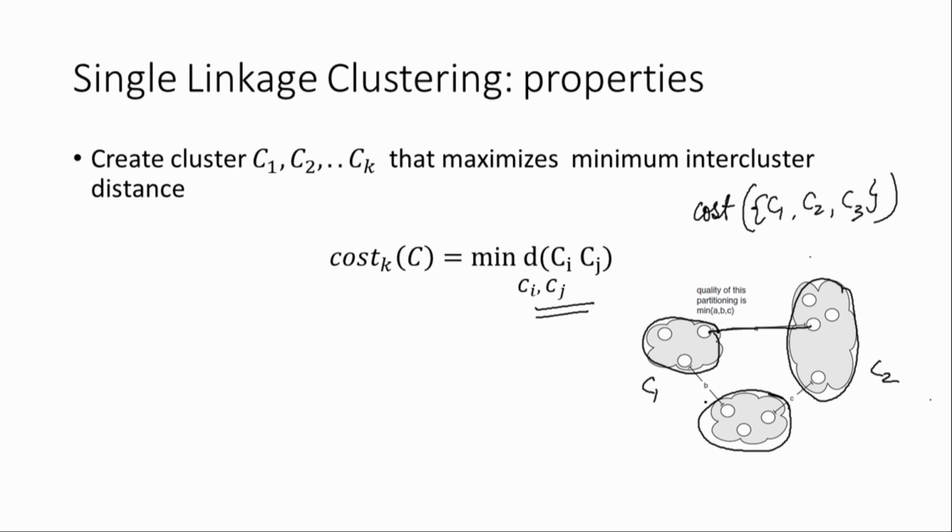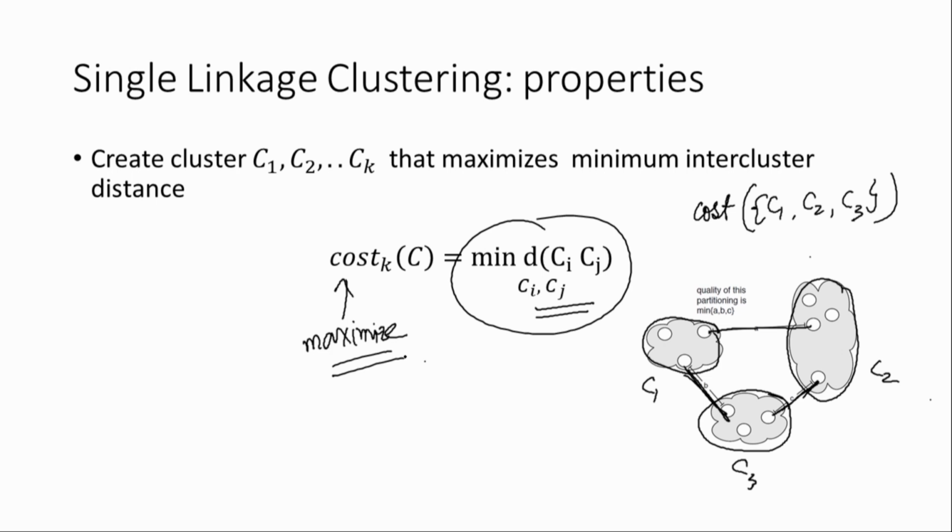Then I look at the distance between C2 and C3, the minimum distance between a point in C2 and a point in C3. Then the distance between C1 and C3. And then I take the minimum of these distances. And this is something you want to maximize. So what does it mean? We want to make the clusters as different from each other as possible, far away from each other.